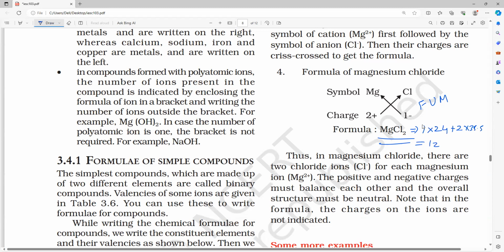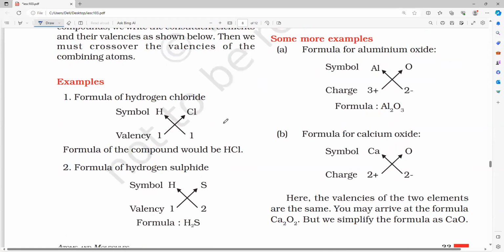If you solve it, you will get it. 35.5 into 2 equals 71. So 24 plus 71 equals 95. Everyone understood?